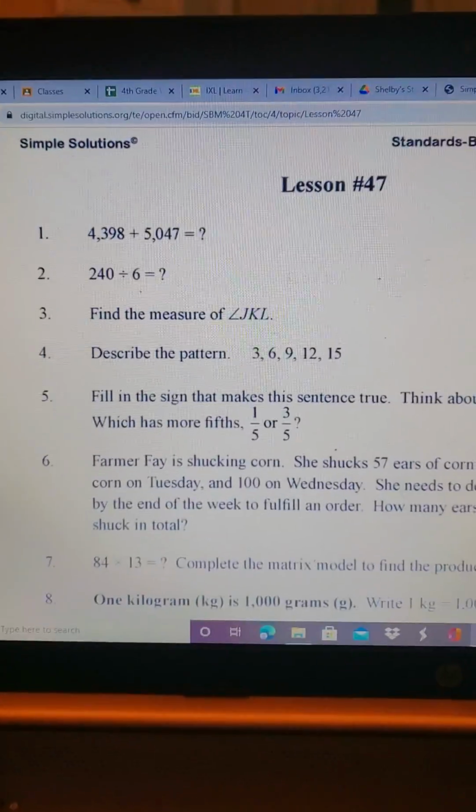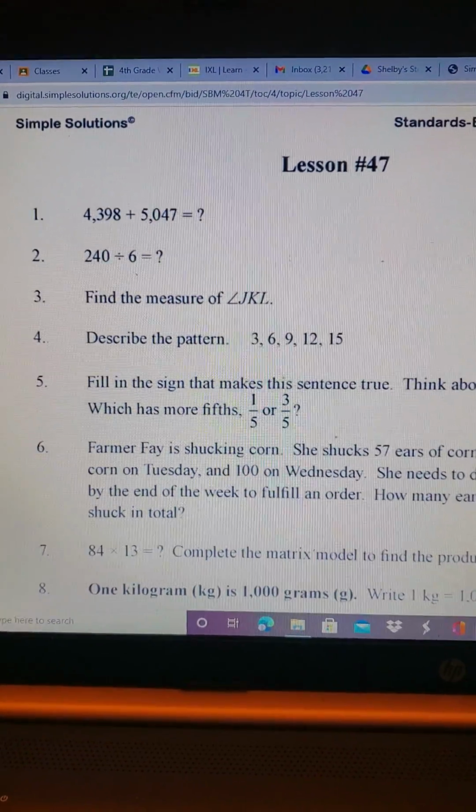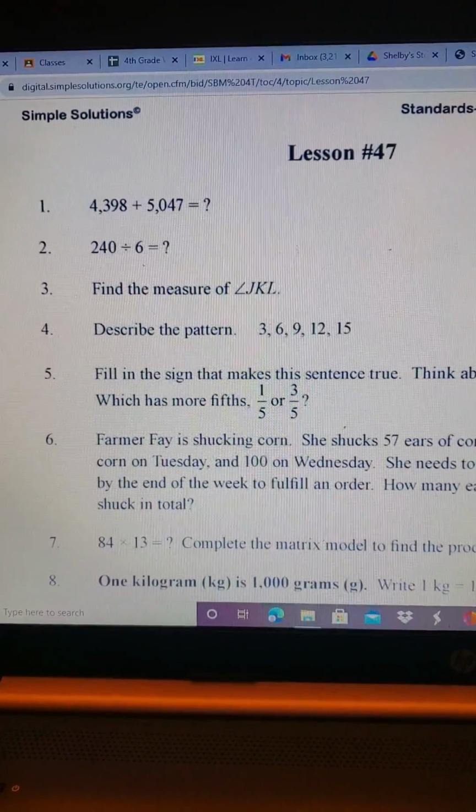Hey everyone, this is going to be our review of lesson 47 in math.